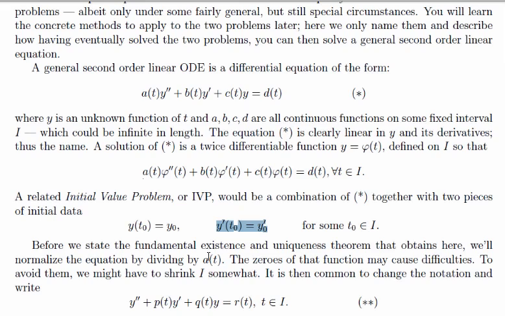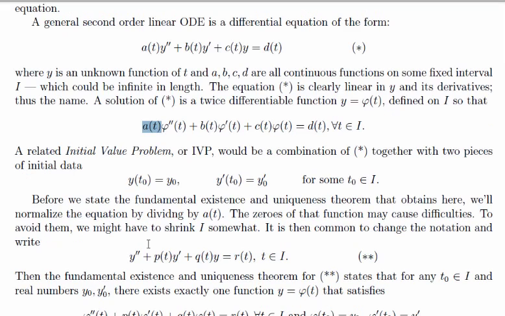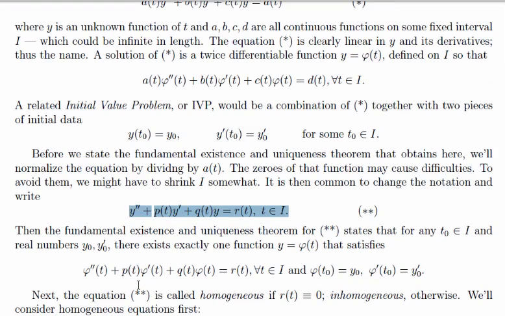Before we state the fundamental existence and uniqueness theorem that obtains here, we'll normalize the equation by dividing by a(t). Well, the zeros of that function may cause some difficulties, and so to avoid them, you may have to shrink the interval somewhat. And after you do that, it's common to change the notation. We typically use a notation like this: y'' + p(t) y' + q(t) y = r(t). Again, p, q, and r are continuous functions on some specific interval, and we want to solve the equation.